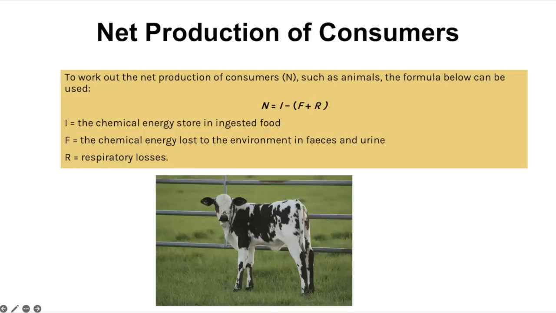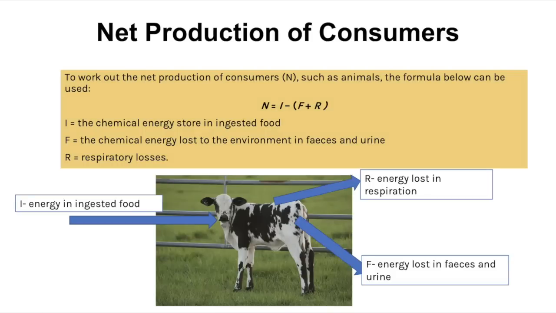Another formula that you need to be aware of is this one here, and this is looking at the net production of consumers. So to work this out, which is represented by the letter N, for organisms such as animals, you'd use the formula below, where N is the net production of the consumers, I is the chemical energy stored in ingested food, F is the chemical energy lost to the environment in feces and urine, and R are the respiratory losses. So here's the formula, and it's come up a couple of times as just a multiple choice question, just ticking which is the correct formula. So that's a good one just to learn, maybe put on a flashcard.